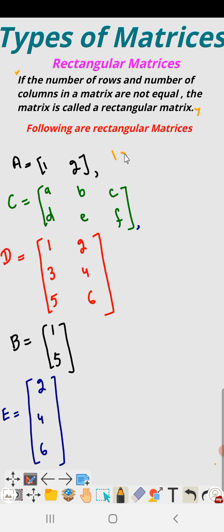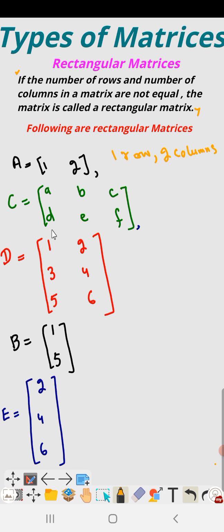One row and two columns. So here the number of rows is different from the number of columns. So matrix A is a rectangular matrix.